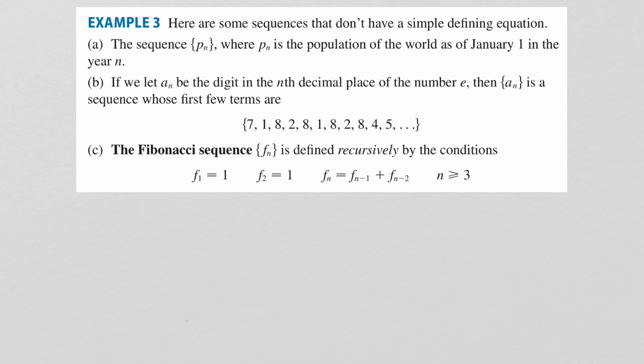So how does this sequence look? Well, again, the first term is 1. The second term is 1. To get the third term, we have to add these two terms. So 1 plus 1 is 2. To get the fourth term, we have to add the second and third term. 1 plus 2 is 3. To get the next term, 2 plus 3 is 5. 3 plus 5 is 8. 5 plus 8 is 13. 8 plus 13 is 21. And you can see that we can keep doing this indefinitely.